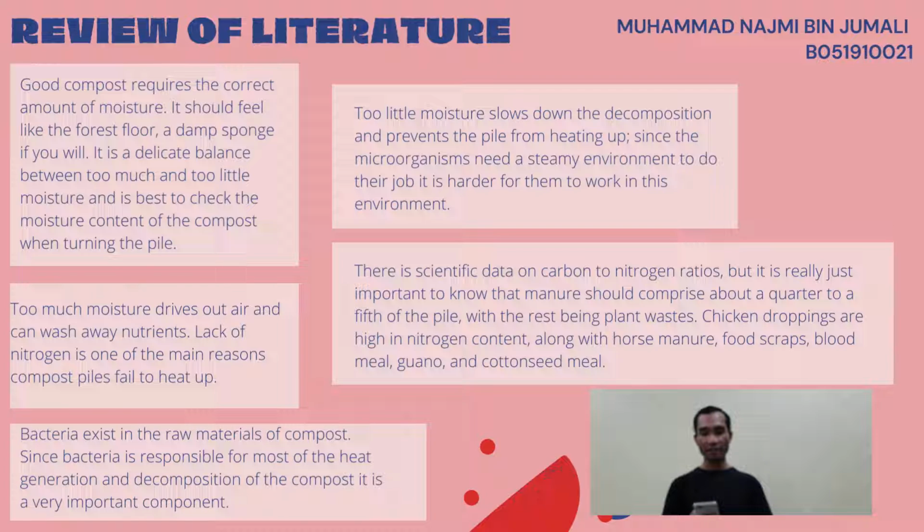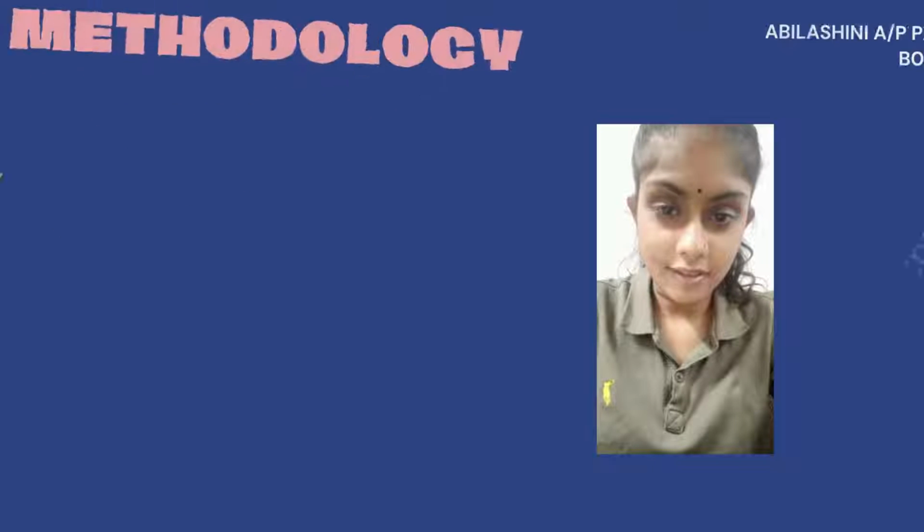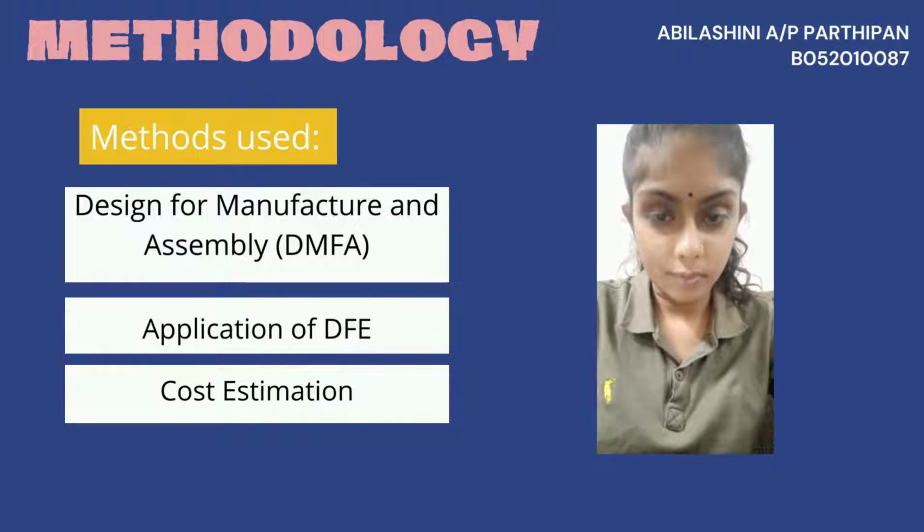Chicken droppings are high in nitrogen content, along with horse manure, food scraps, blood meal, guano, and cottonseed meals. Lastly, bacteria exist in the raw materials of compost. Since bacteria is responsible for most of the heat generation and decomposition of the compost, it is a very important component of the compost.